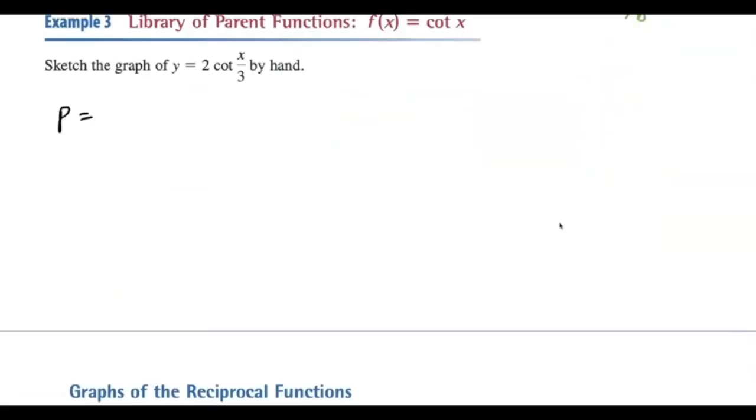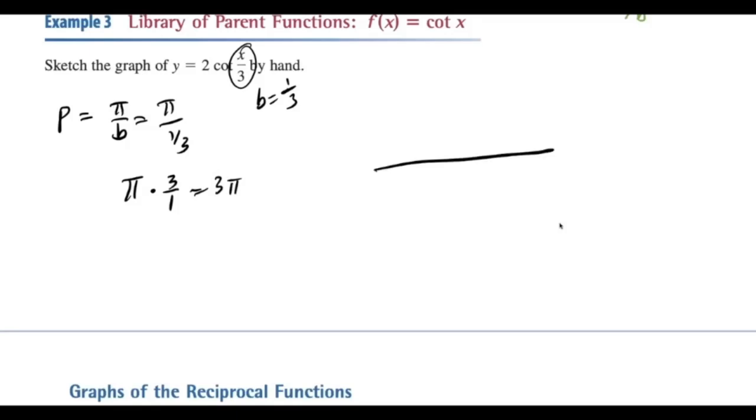Key things, my period. My period's pi over b. My b here is 1/3. So I get pi over 1/3. So that's going to be pi times the reciprocal, and I get 3 pi. When I graph my cotangent function, from here to here is going to be my period, 3 pi, to my first asymptote. Remember, for cotangent, we start at the origin. The origin has the first asymptote, and then you go the period each direction to get the other asymptote.